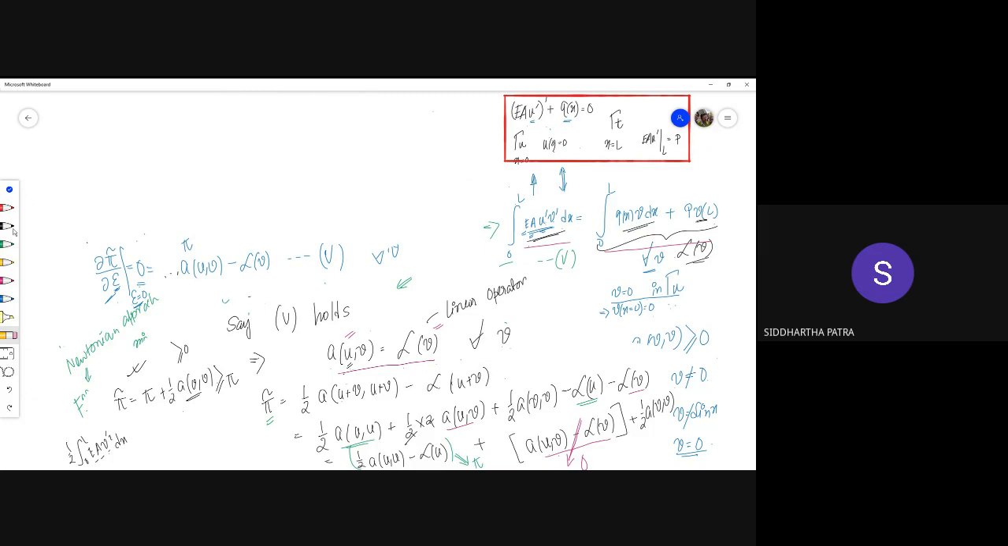Which in other words means, pi is the minimum value of pi tilde at V equals zero. V is a trivial zero function, not just at the boundary. Actually, pi is the minimum value. Or in other words, this thing holds, or the aim statement holds.